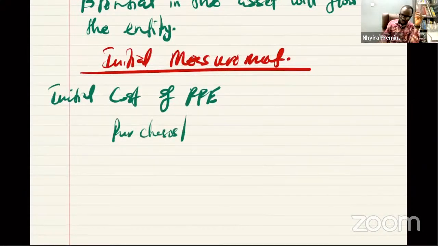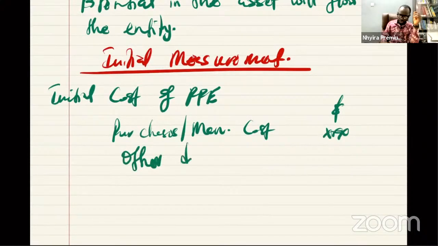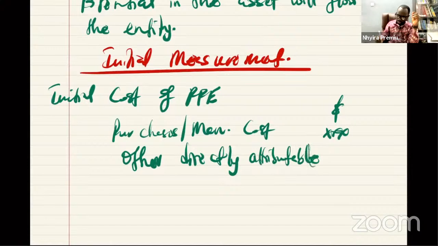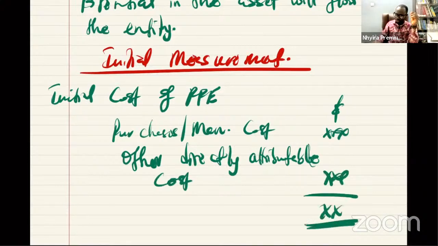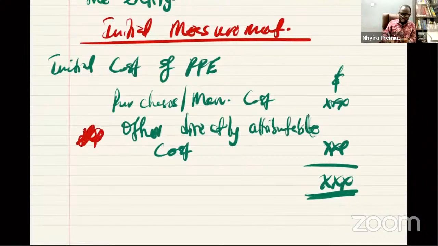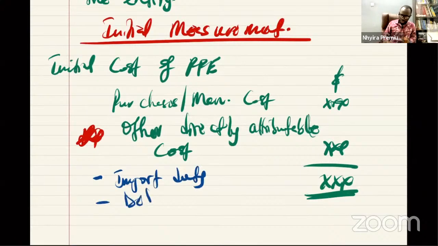So the purchase or manufacturing cost, and then other directly attributable costs. That is what gives us the initial cost of the assets. Now, this other directly attributable cost you see here could mean a lot of things. That is what I listed a moment ago. It could be an import duty we are paying. It could be delivery cost. It could be issues in relation to installation.